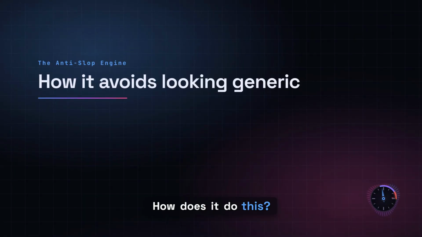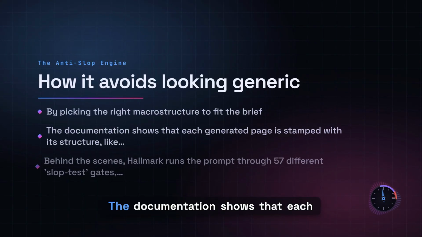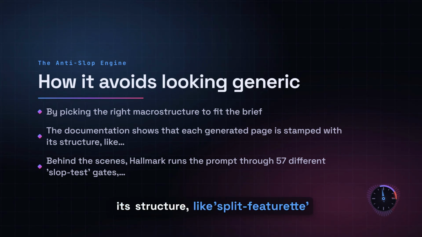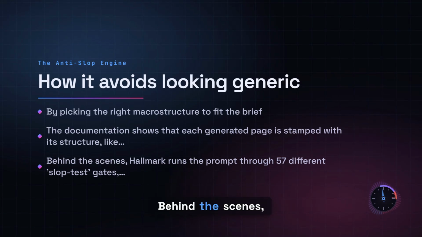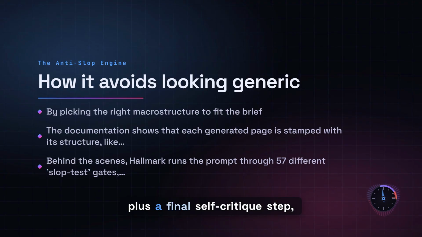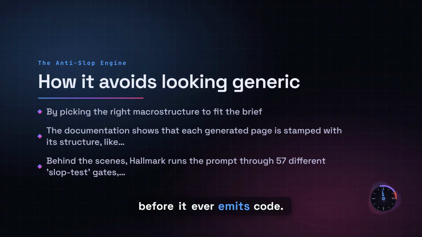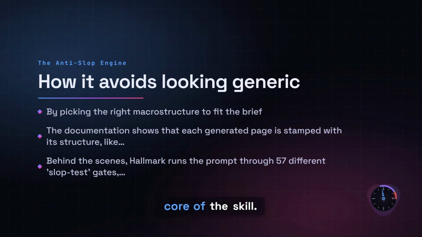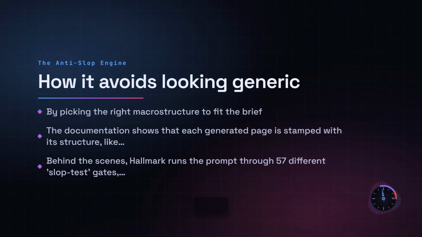How does it do this? By picking the right macro structure to fit the brief. The documentation shows that each generated page is stamped with its structure, like split featurette or hero grid. Behind the scenes, Hallmark runs the prompt through 57 different slop test gates plus a final self-critique step before it ever emits code. This systematic refusal of the default average response is the core of the skill.